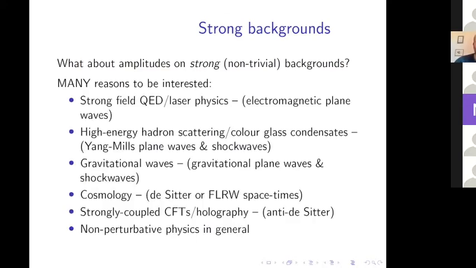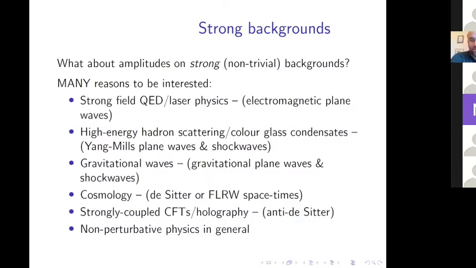And so this question of scattering amplitudes in strong background fields, there are many practical reasons to be interested in it. These range from questions related to strong field QED in the realm of laser physics to high energy hadron scattering or effective field theories like the color glass condensate, gravitational waves, cosmology, of course, in some sense the AdS/CFT correspondence, and non-perturbative physics in general.